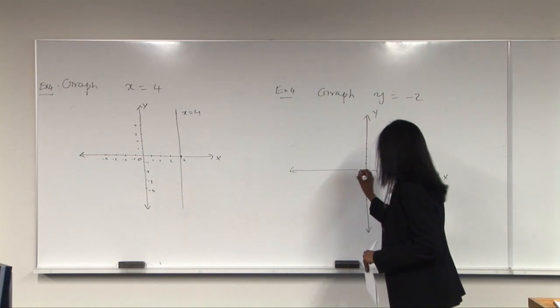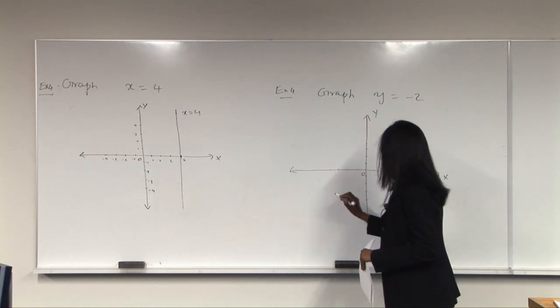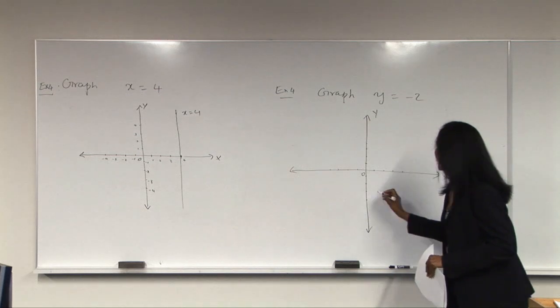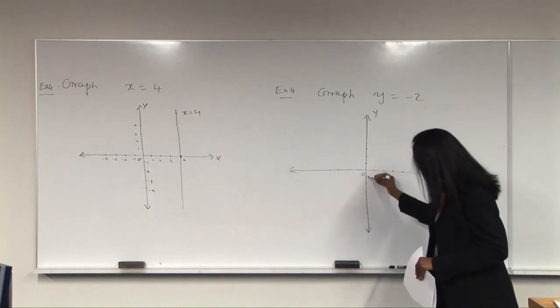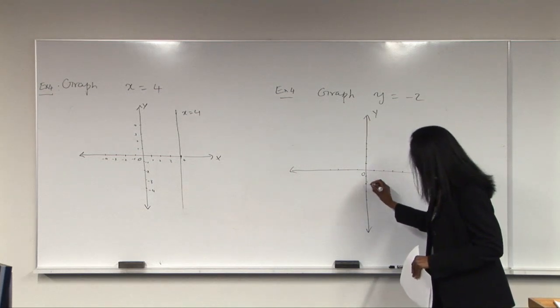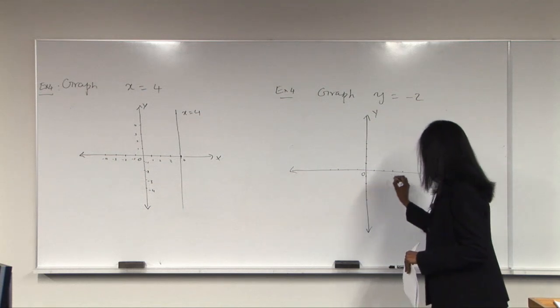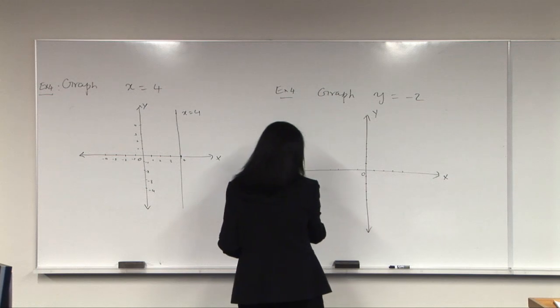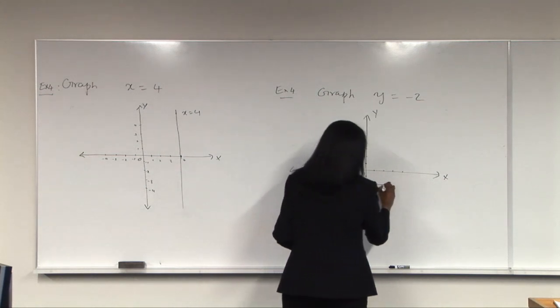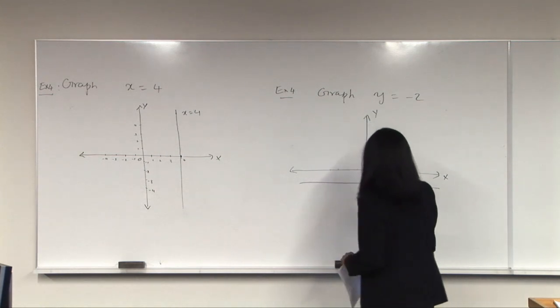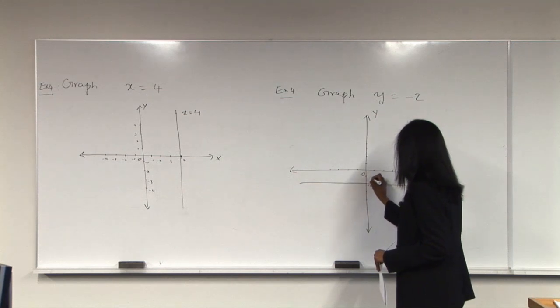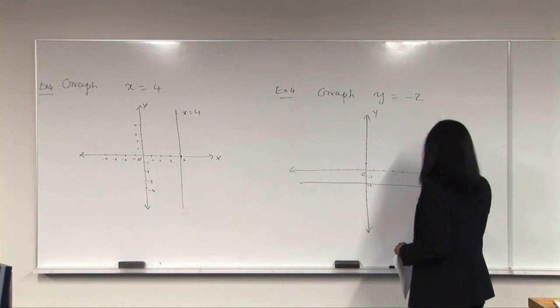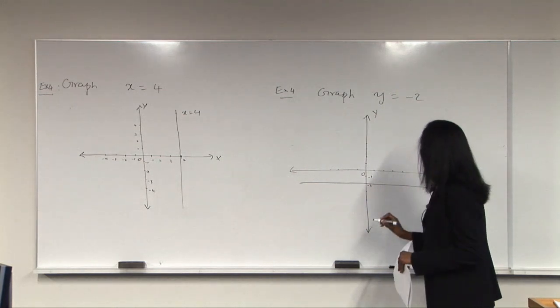So what does it mean? y is -2 for any x. So where is your y -2? So here -2 we have. So for any x, your y is going to be -2. So your graph is going to be, so this is the graph of y is equal to -2.